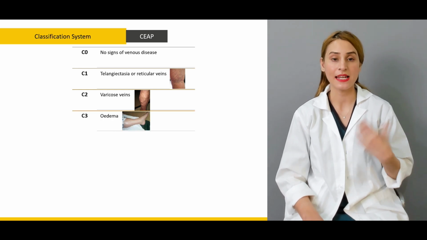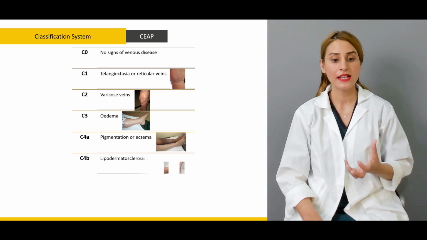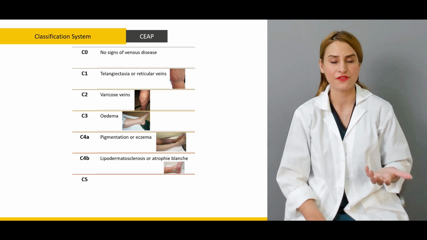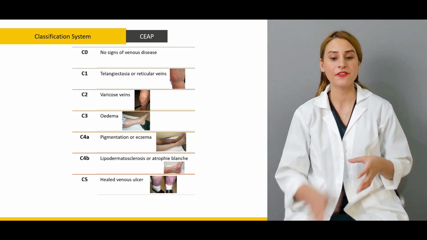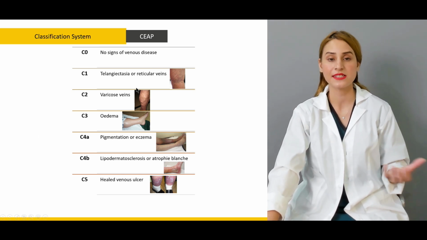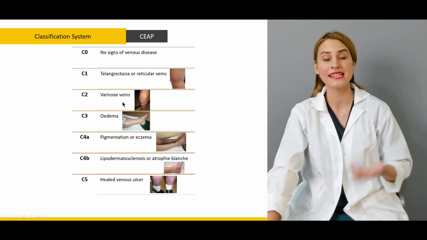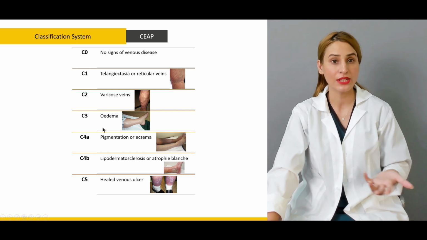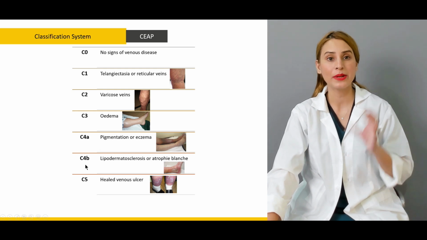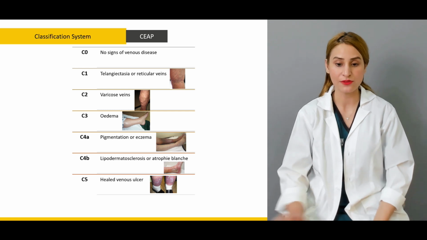And C3 is edematous limb. C4a is pigmentation or eczema. C4b is lipodermatosclerosis, or there is atrophie blanche also present beside that. And C5 is healed chronic ulcer. So you can see here C0, no signs of venous disease. C1 is the formation of telangiectasias and reticular veins. C2 is varicose vein. C3 is edematous limb. C4a is pigmentation or eczema. And C4b is lipodermatosclerosis or atrophie blanche, and C5 is healed venous ulcer.